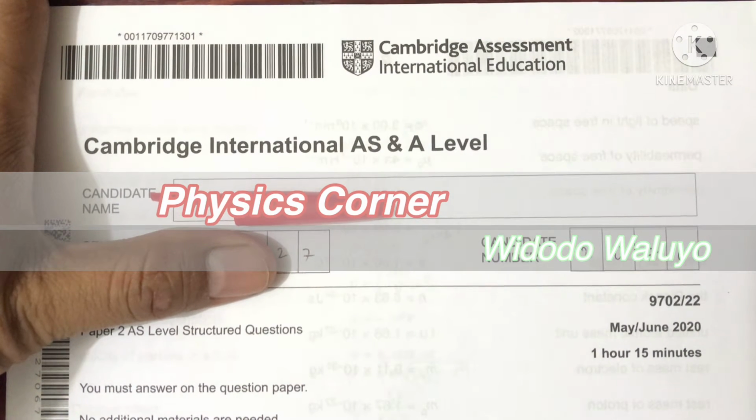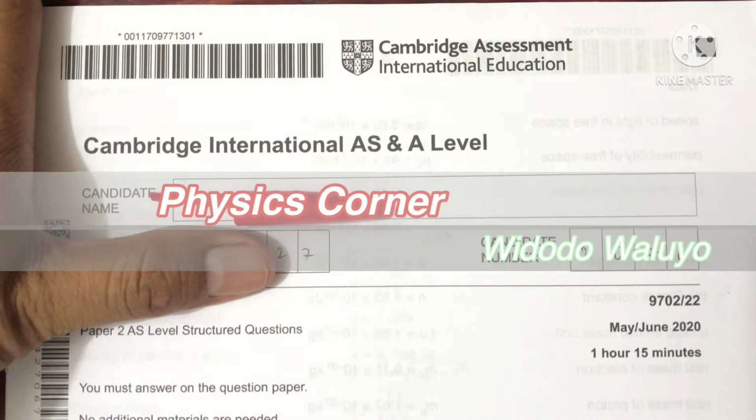Today I'm going to share with you an exam-style question from the 9702 syllabus, Paper 22, May/June 2020. We have 1 hour 15 minutes when we solve this paper. This is actually from my student, and I try to solve it again. Then we check the score of this student.